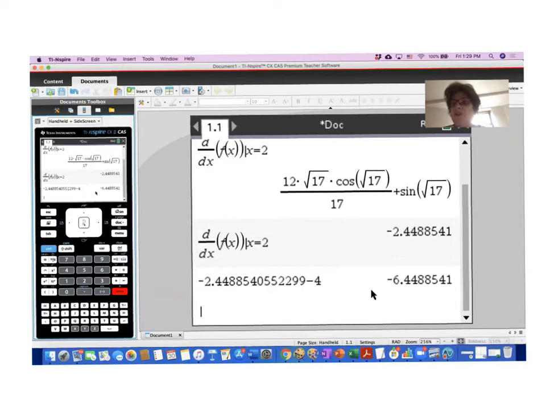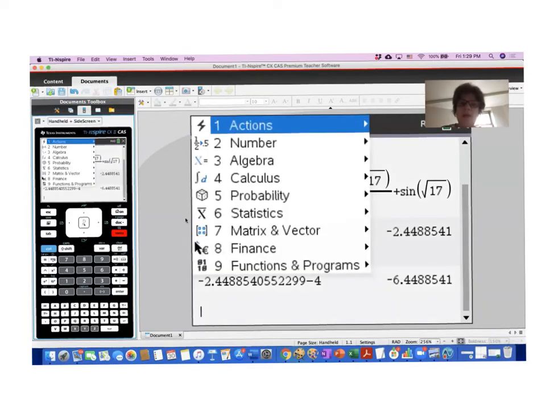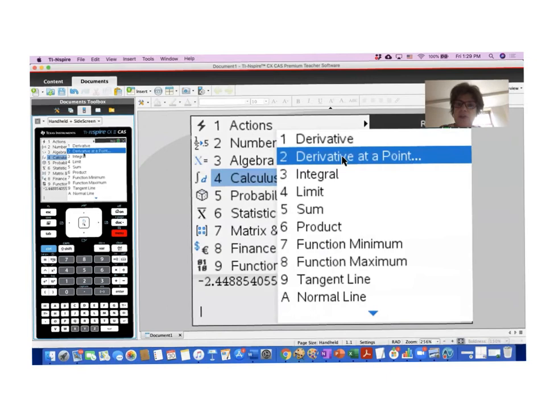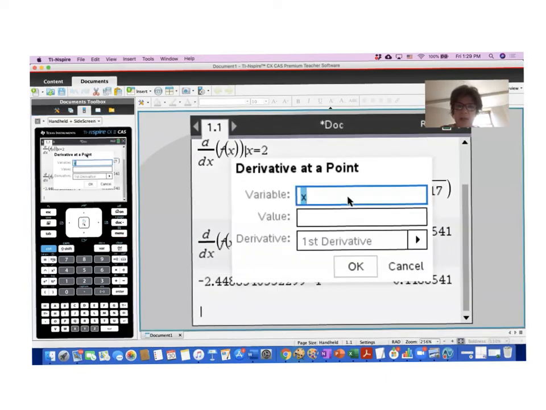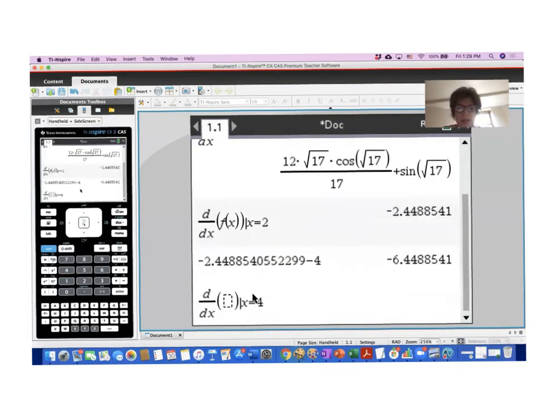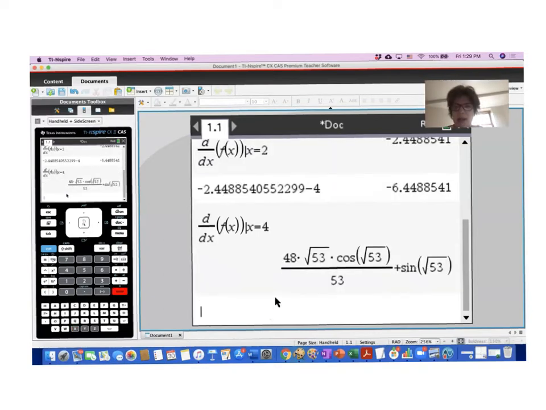Now for part B, we were supposed to use the product rule. And the product rule began with the derivative of f at 4. So let's get the derivative of f at 4. So again, we go to menu, calculus, derivative at a point, and I want the value at 4. Okay. And now I want the derivative of f at 4. And I go to the right, your cursor should go to the right, and press enter.